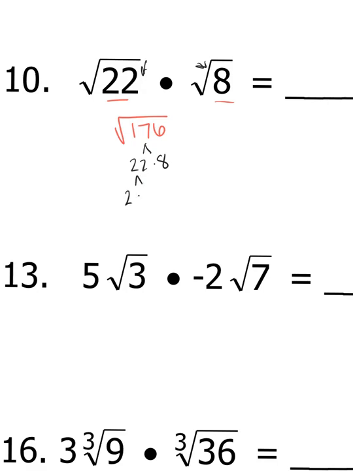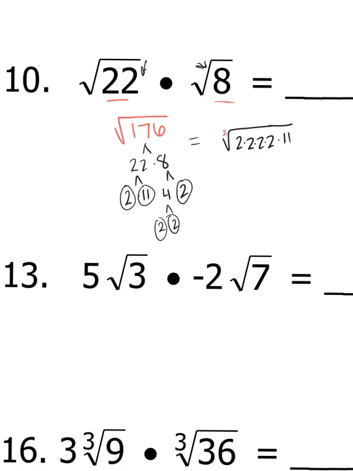22 is the same as 2 times 11, and those are both prime. And 8 is 4 times 2, and 4 is 2 times 2. Now if I rewrite this, I've got 4 2's and an 11 inside of that root.